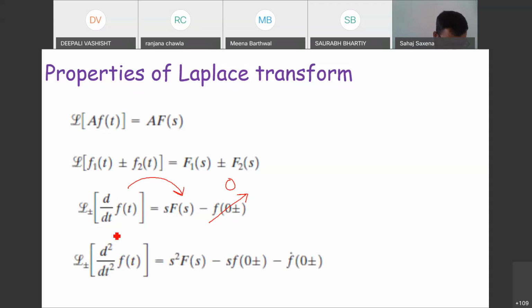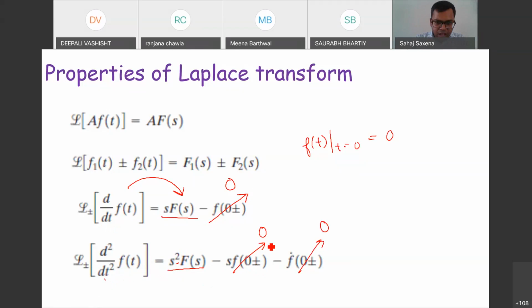Next, if we have a double derivative, what will we do? We will write s squared F(s) minus s f(0) minus f'(0). It will again be 0, because everything at t equal to 0 is 0. So at 0 plus or minus it is 0, again 0. So we have simply s squared F(s), because we have taken the initial conditions as 0. Whenever we have a differentiation, we simply write sF(s). When we have a double derivative, we write s squared F(s).